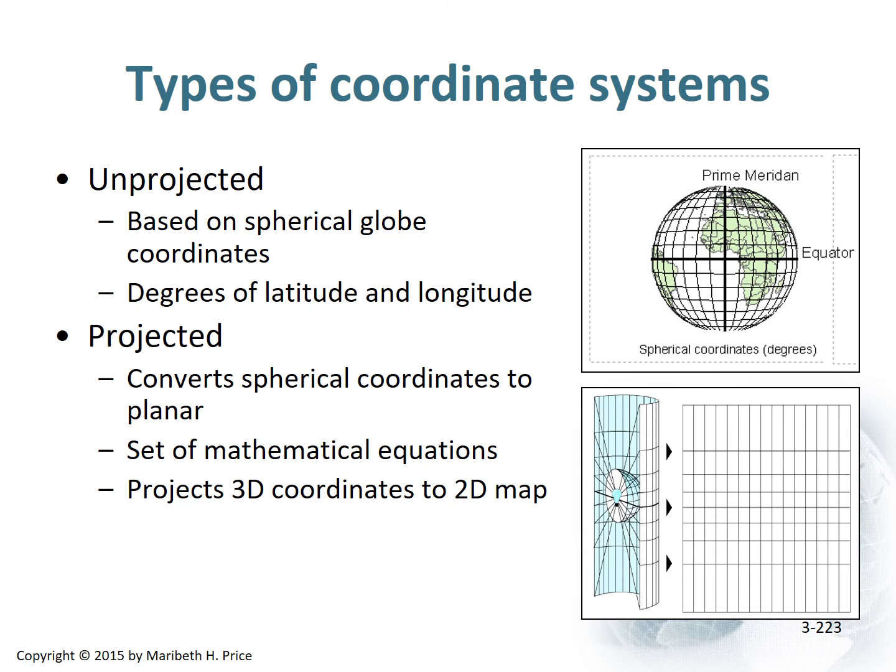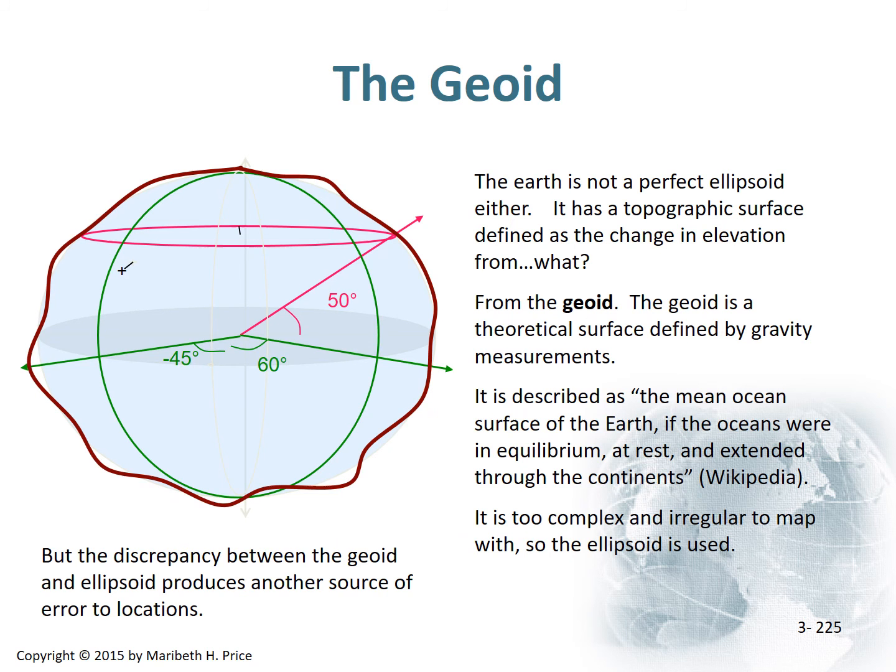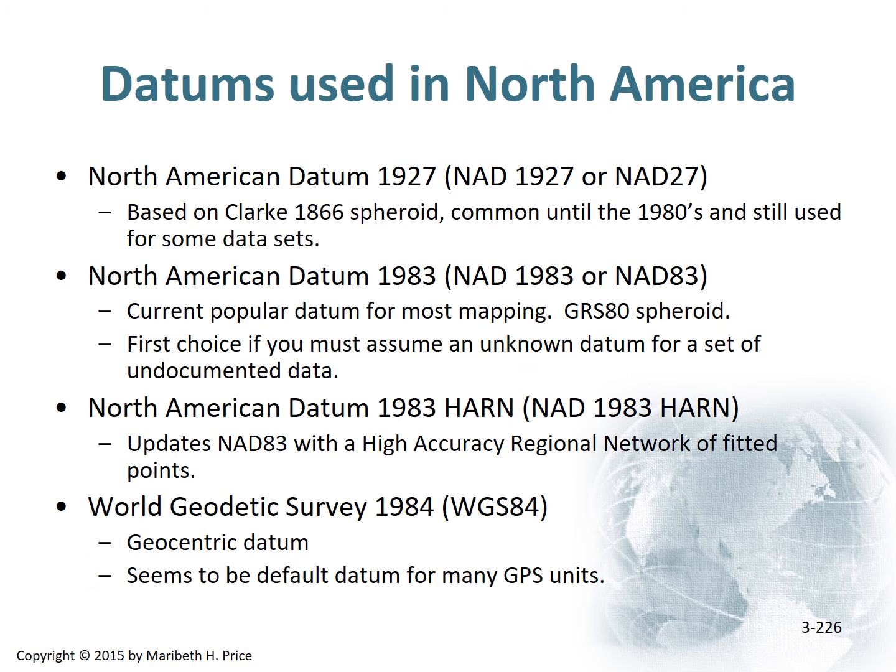Number one is the type of coordinate systems. If I ask you what they are, you should be able to tell me about unprojected and projected coordinate systems and what they actually do and what they are. Same way for a spatial reference. You should be able to tell me what the 5 components of that are. You need to know what a geoid is and how that relates to a spheroid and how that relates to a datum. You should be able to tell that entire story like we went over in class.